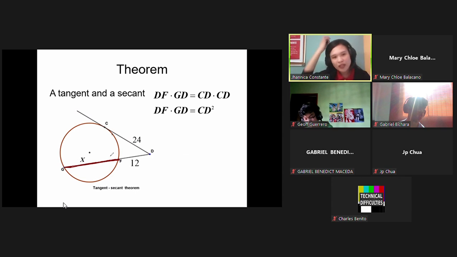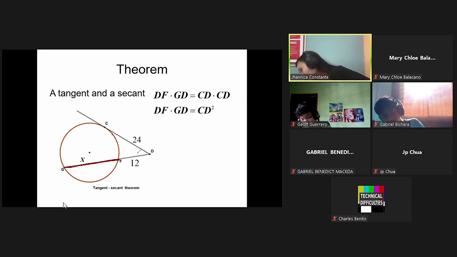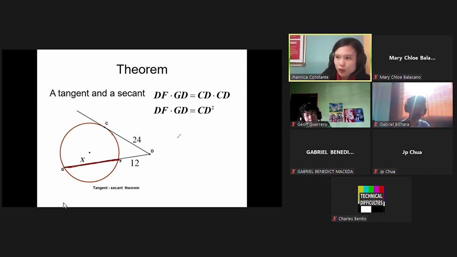So we need to find the measurement of our segment GF, following the rule or the theorem about a tangent and a secant, which is DF multiplied by the whole chord GD equals to CD squared, or equals the tangent. So DF multiplied by the whole chord GD equals the tangent squared.